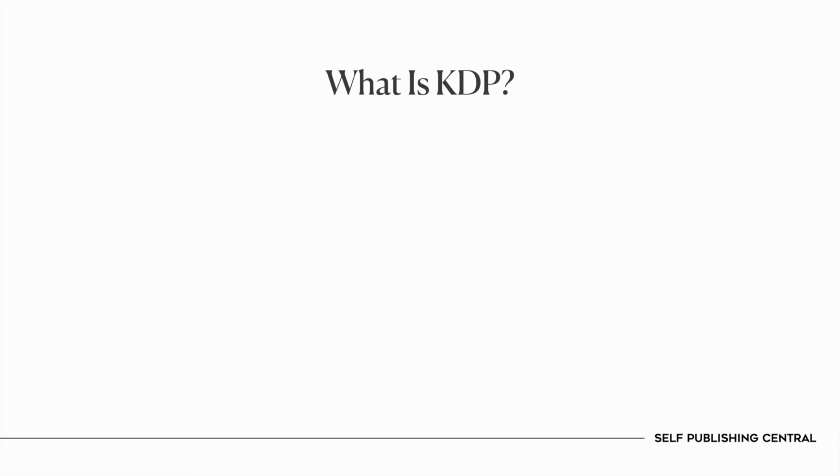So let's get straight into this step by step. Firstly, what is KDP and how does it work? KDP stands for Kindle Direct Publishing, and it is provided by Amazon as a platform for anyone who wants to self-publish their own books and sell them on the Amazon store.